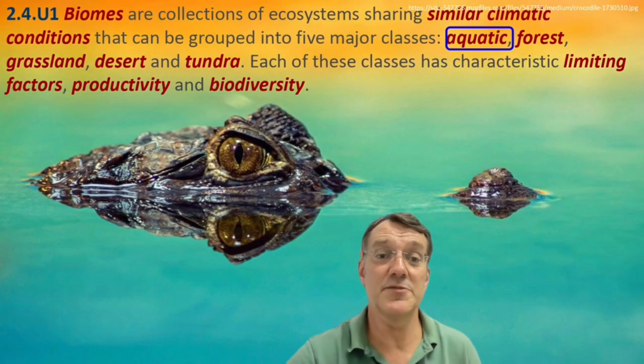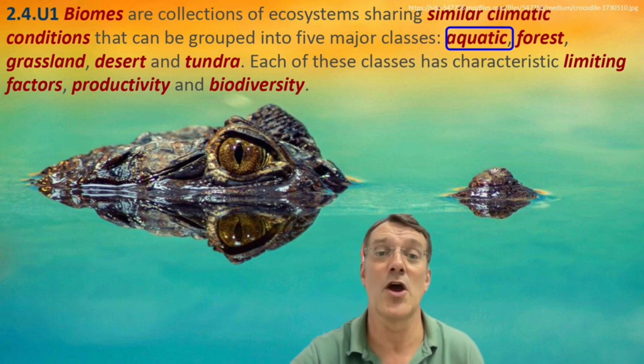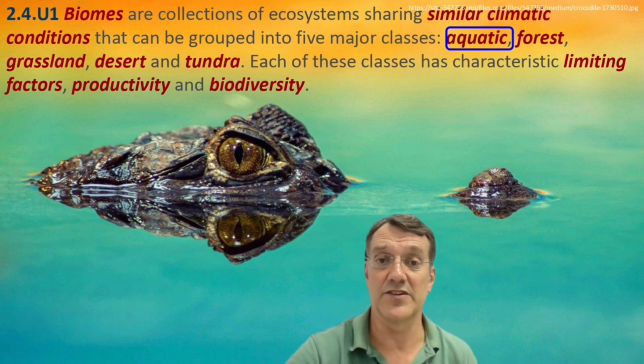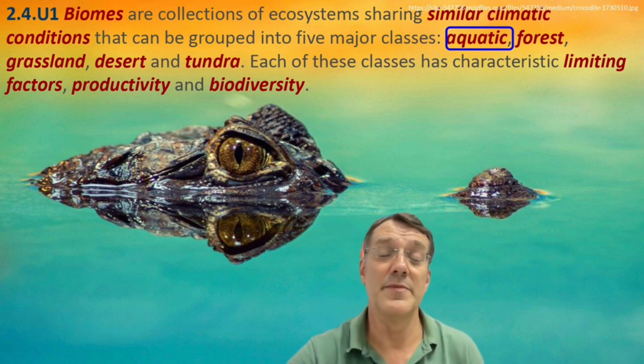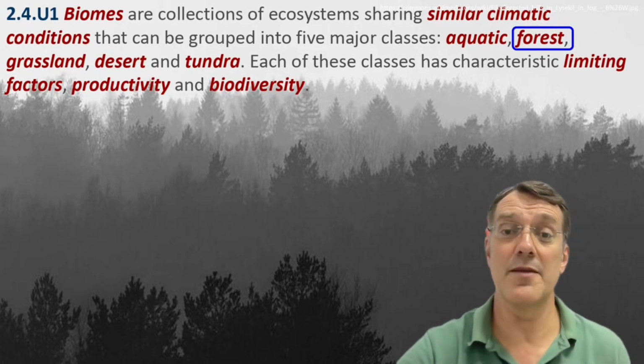Here we see a specific example of an aquatic biome. This slide highlights how aquatic biomes, like all major biome classes, have specific limiting factors, productivity levels, and biodiversity characteristics that make them distinct. For aquatic ecosystems, limiting factors often include light penetration through water and the availability of dissolved nutrients. Forests are biomes dominated by trees.